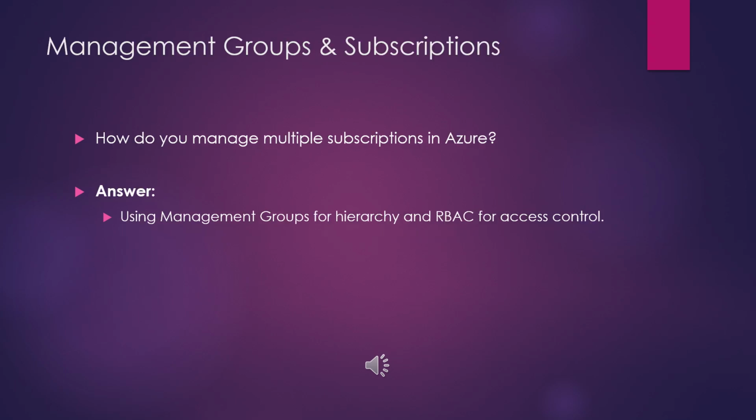In enterprise environments, we may have 50-plus subscriptions, so we organize them using management groups. For example, production subscriptions are grouped separately from non-production. Access is controlled using RBAC, so only authorized users can make changes.